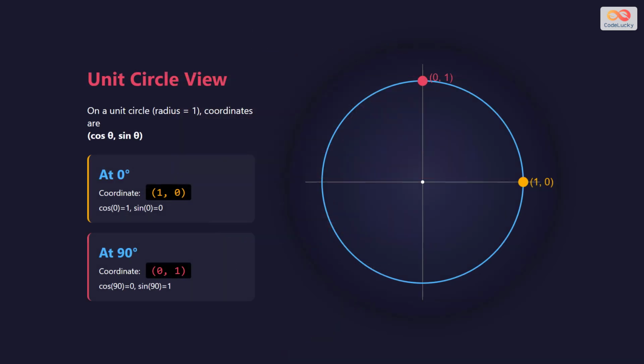We can verify all of this using the unit circle, where the radius is 1. Any point on the circle has coordinates cosine theta, sine theta. At 0 degrees, we are at the point 1, 0. This matches our cosine of 1 and sine of 0. At 90 degrees, we are at the point 0, 1. This matches our cosine of 0 and sine of 1.